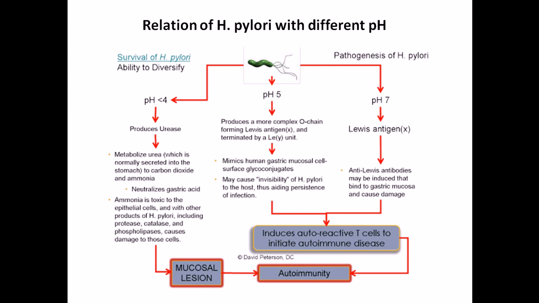Similar thing happens if the pH is kind of 7, because again it produces Lewis antigen, and anti-Lewis antibodies may be introduced that bind with the gastric mucosa and can cause damage. So again, an autoimmune response by the self immune system against self cells, so it's a kind of autoimmune in this case. So pH 5 as well as pH 7 may result in autoimmune disease. But if we look at pylori development at less than pH 4, it produces urease.